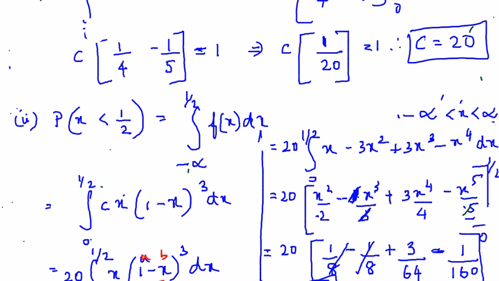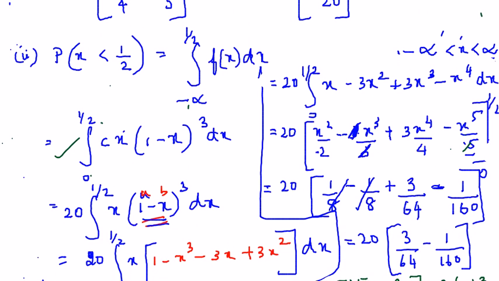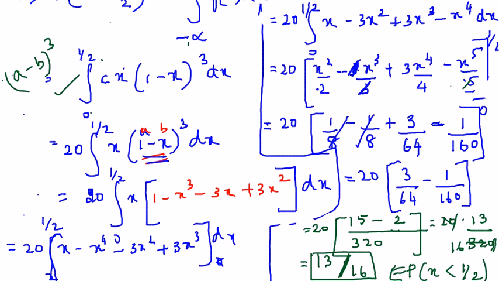So now between the limits minus infinity to 0, the value is going to be 0. So I am straight away substituting 0 to half. And another thing that you must remember here is the formula of a minus b the whole cube. It is a cube minus b cube minus 3a squared b plus 3ab squared. So I just substituted that, multiplied it, did the integration, substituted for half upper limit, and patiently do the sum, you will get the answer.